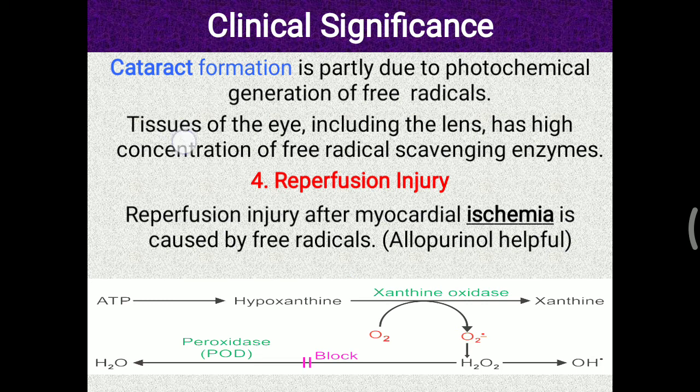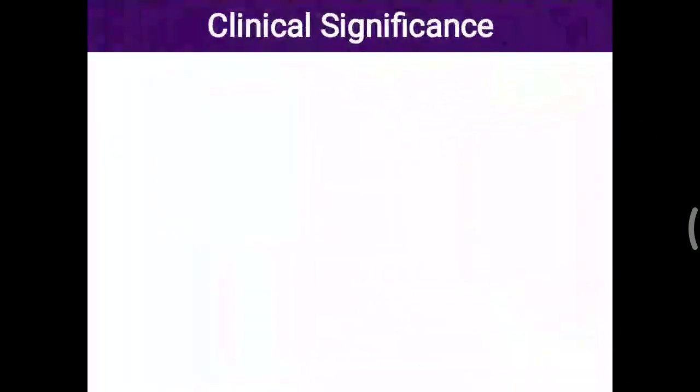When further oxygen is given at the site of injury, that can lead to reperfusion injury, and that can be minimized with the help of allopurinol, which reduces the activity of xanthine oxidase. So that is the main reason for free radical damage, particularly in relation to reperfusion.